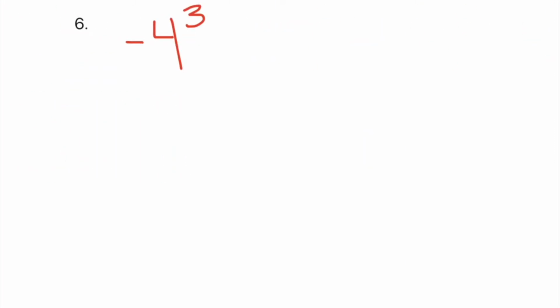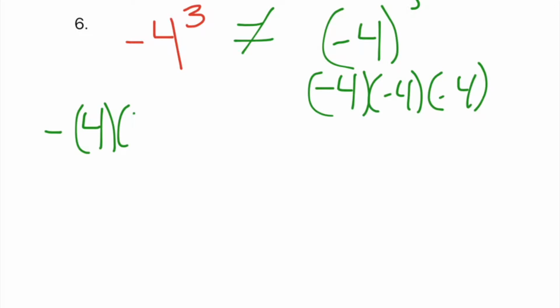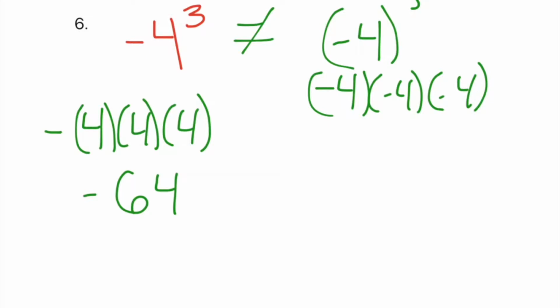Number 6, we have negative 4 to the third power. Now notice that this is not negative 4 in parentheses to the third power, which would mean negative 4 times negative 4 times negative 4. This is just a negative of 4 to the third power. So that means negative 4 times 4 times 4. 4 times 4 times 4 is 64, and then we just bring our negative down. Just drops right down. So here's your final answer, negative 64.